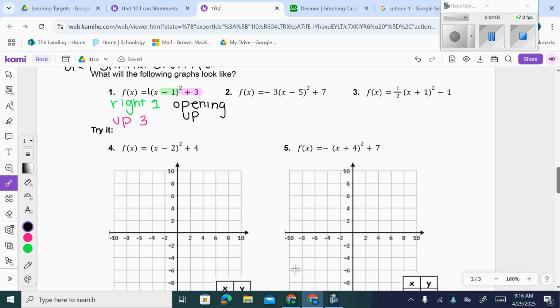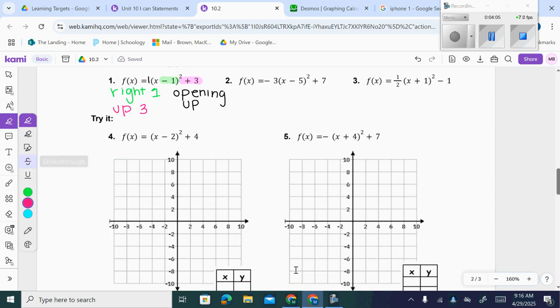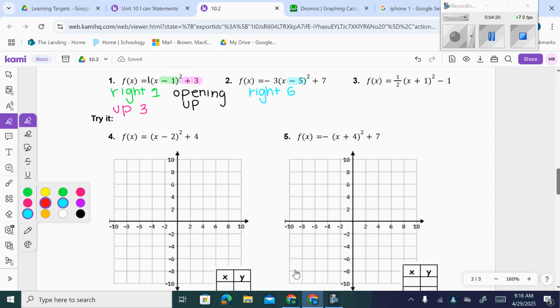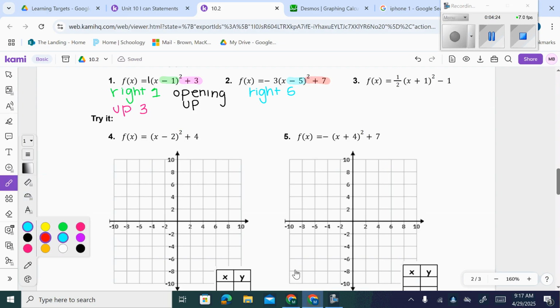All right, number 2. Let's start with this -5. What do you think that -5 is telling you, Nyla? How is that moving? Right 5. Yadiel, how is this +7 making this move? Up 7, awesome. Now we have to deal with this -3.